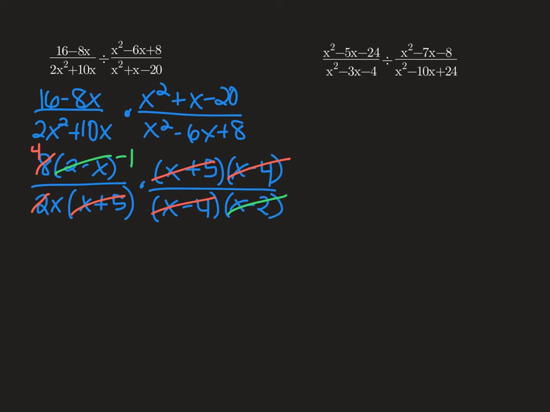Okay, so everything has been reduced that can be reduced, and now I'm going to look across the numerator and across the denominator and see what's left. What I see in the numerator is a 4 and a negative 1. If I multiply those together, I get negative 4. And in my denominator, I see nothing other than the x that's left. So negative 4 over x is my final answer.